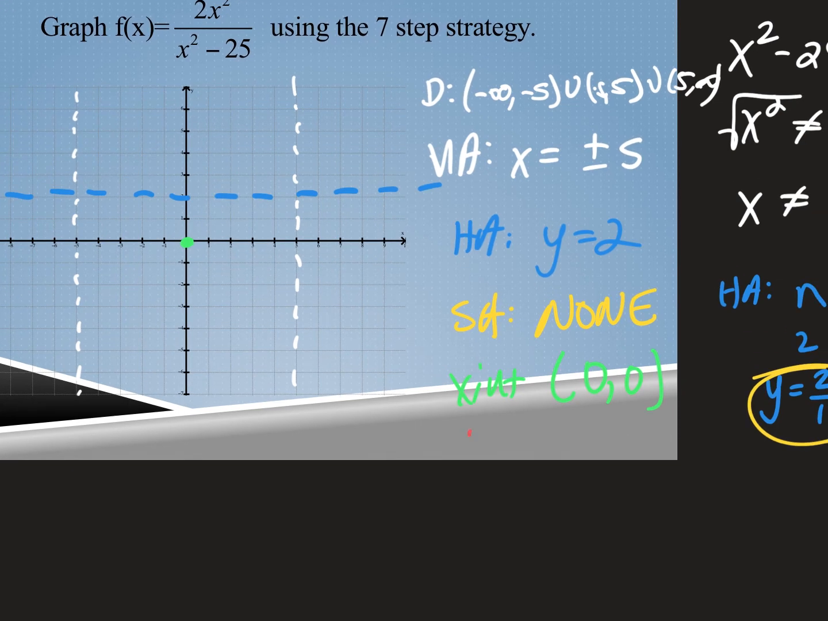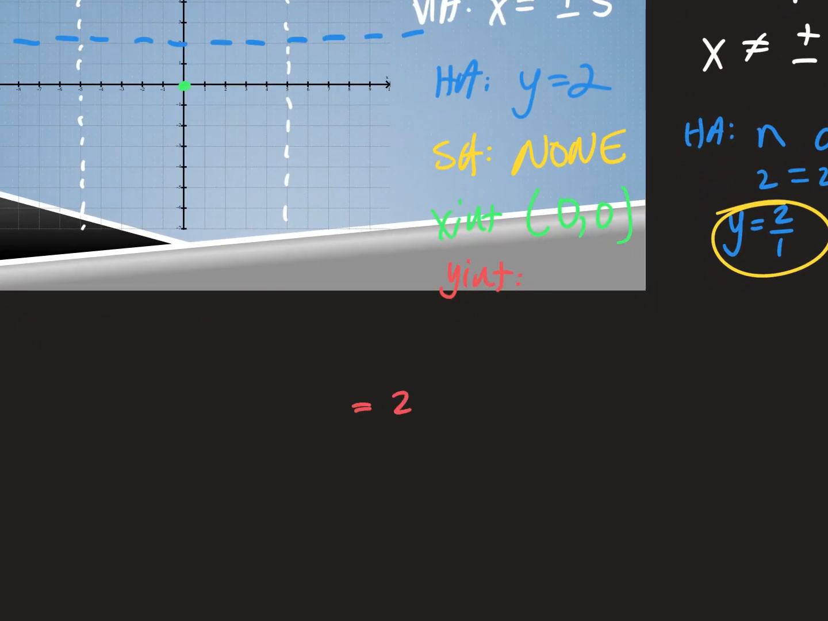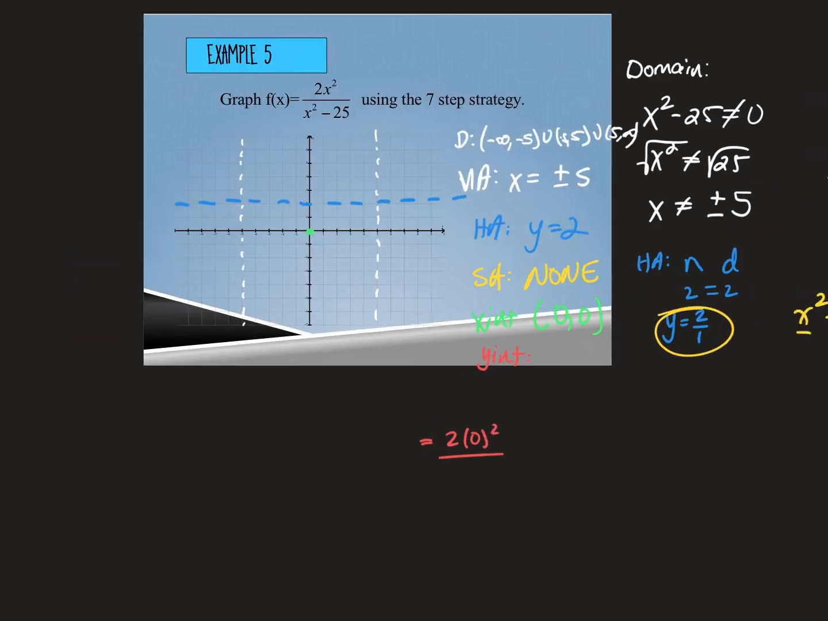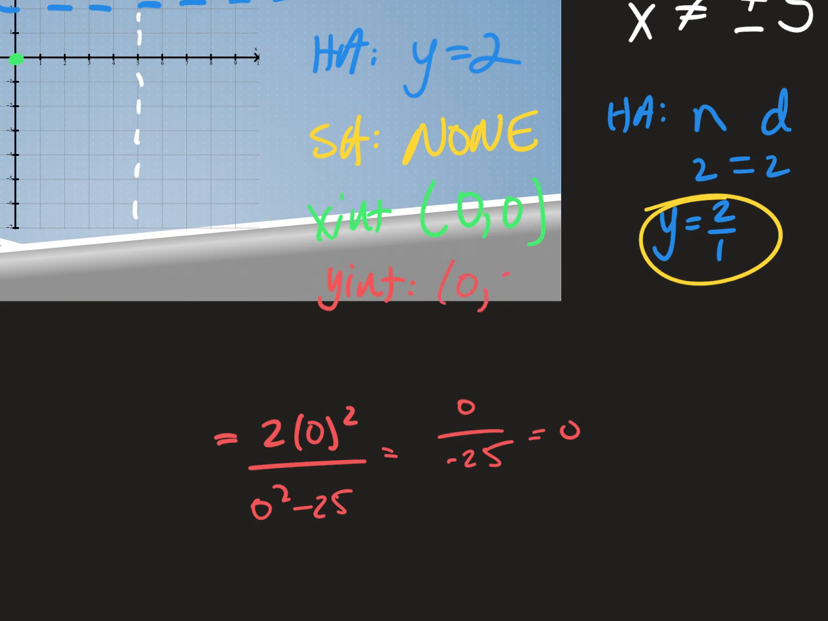How do you find your y-intercept? F of 0. You plug in 0. So I'm going to say 2 times 0 squared over 0 squared minus 25. What's 2 times 0 squared? 0. Over, what's 0 minus 25? Negative 25. What's 0 divided by negative 25? 0. So my y-intercept is at 0, 0.